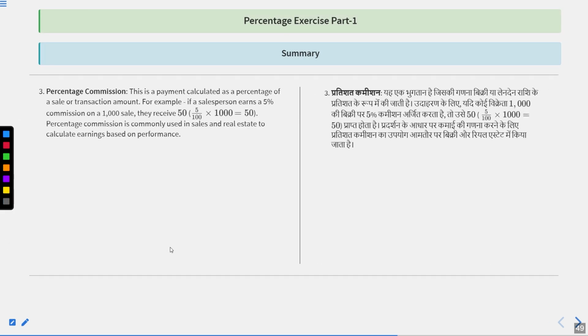Now, percentage commission. This is a payment calculated as a percentage of a sale or transaction amount. For example, if a salesperson earned 5% commission on a 1000 sale, they receive 5 upon 100 multiplied by 1000, which is 50 rupees. Percentage commission is commonly used in sales and real estate to calculate earnings based on performance.